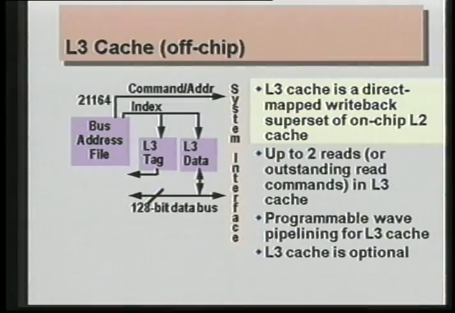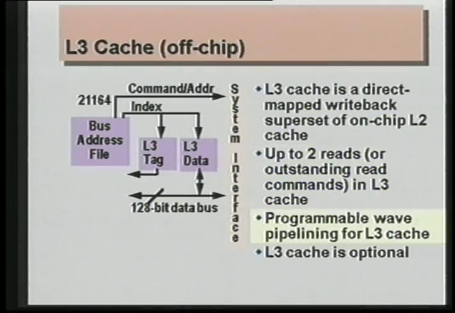Okay, now let's look at the off-chip cache, the level 3 cache. This diagram shows the 21164 with a third level cache implemented in static RAMs on a module. Both the tag store and the data store are implemented in static RAMs. The level 3 cache is direct map, but it's maintained as a superset of the on-chip associative level 2 cache through special logic on the chip. Now, up to 2 reads can be outstanding either in the level 3 cache or in memory, and those are kept in the bus address file as described before.